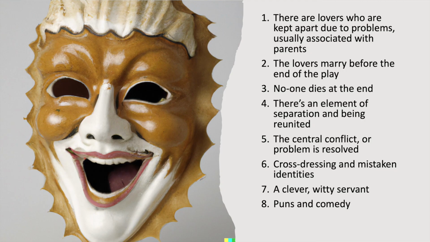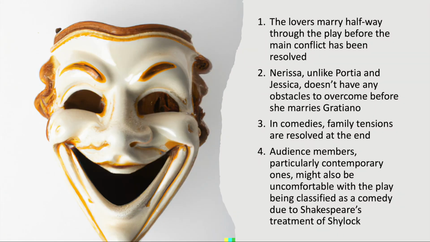However, Shakespeare's play is unusual. The lovers marry halfway through the play before the main conflict of Antonio's trial has been resolved, and this is unusual because lovers usually marry at the end of a play. Why is this? Perhaps Shakespeare is implying that the 3 sets of lovers are not as lovers in other Shakespearean comedies. After their marriages, the focus shifts to Venice and Antonio's trial, and it seems that Shakespeare wants this to be more important. Nerissa, unlike Portia and Jessica, doesn't have any obstacles to overcome before she marries Gratiano.